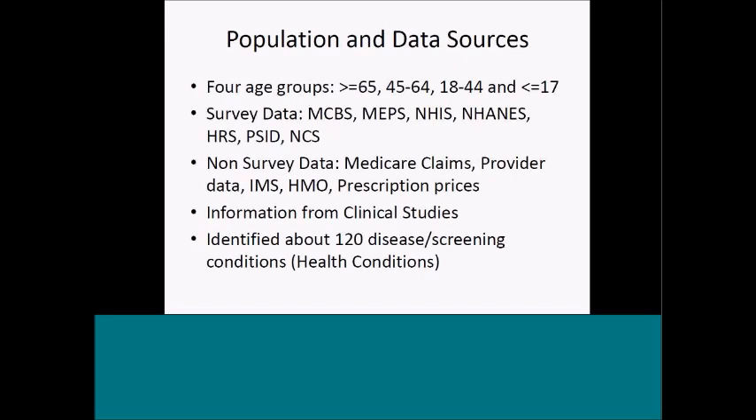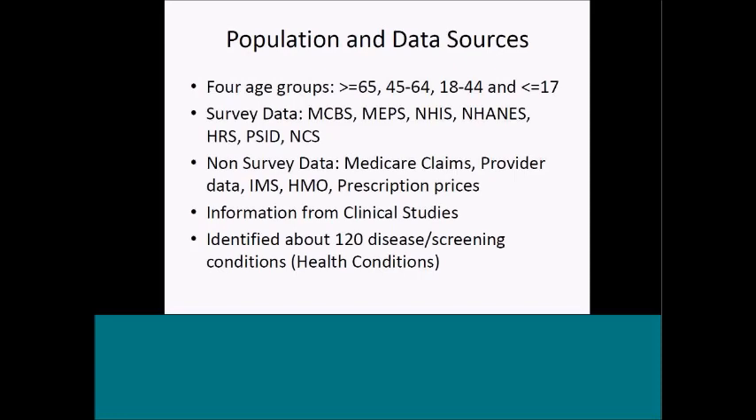We identified about 120 diseases and screening conditions, but only 107 of them are for this elderly population, 65 and older. For example, pregnancy is not really valid for the 65 and older. So there are some diseases that are not valid for this group. The 120 diseases include a variety of conditions that cut across all these population groups. For this project, I'm going to mostly focus on 65 and older.